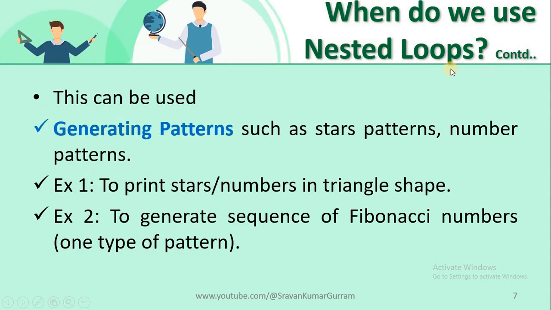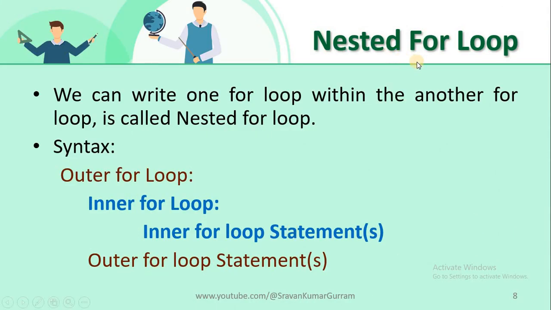And we can also use the nested loops concept for generating patterns, such as star patterns. If you want to print the star symbol in a particular pattern, or print numbers in a particular pattern, in such cases generally we use nested loops. And if you want to generate a particular pattern of numbers like the Fibonacci sequence, in such cases also we use the nested loop concept. Then what is a nested for loop?